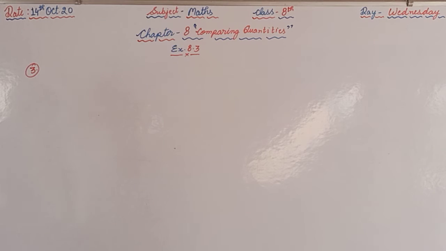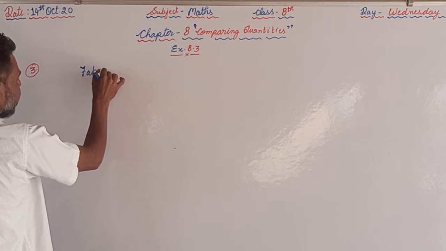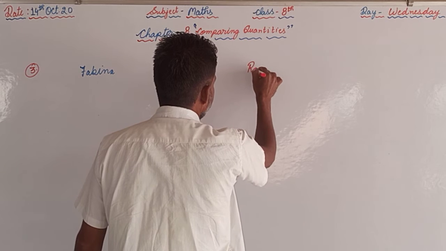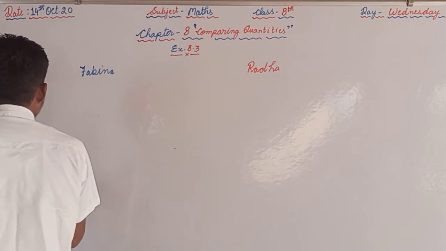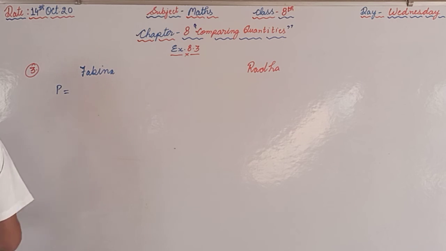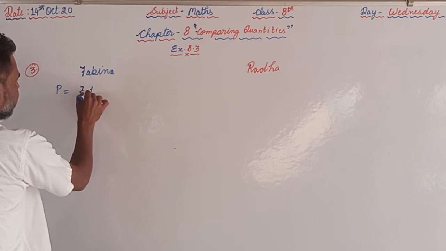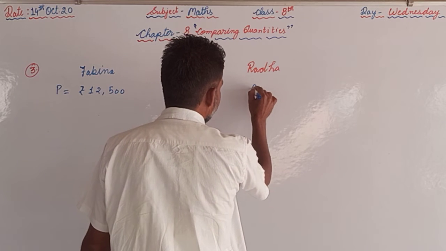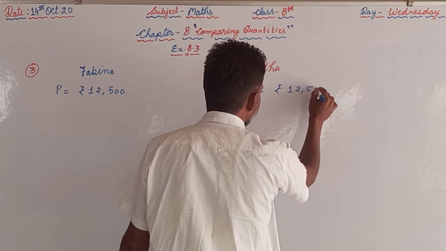Two cases are there. One is for Fabina and the second one is for Radha. Both borrowed the same amount, that is 12,500. Here again the principal is rupees 12,500.